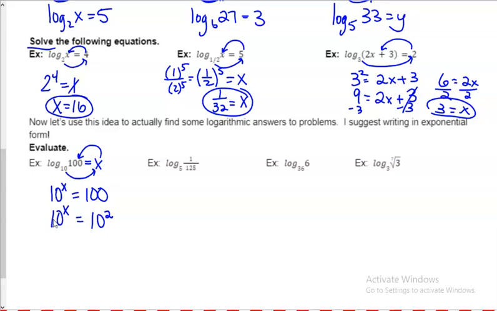And once you have bases that are the same, you can now extract your powers and say, okay, if these bases are the same, then for that to be equal, those powers have to be the same. So x has to equal 2. And that would be the answer to this piece right here. Now, does that make sense? 10 to the 2nd power equals 100?